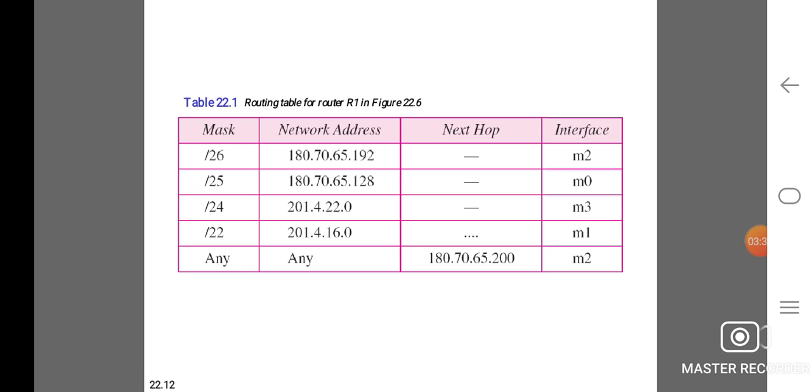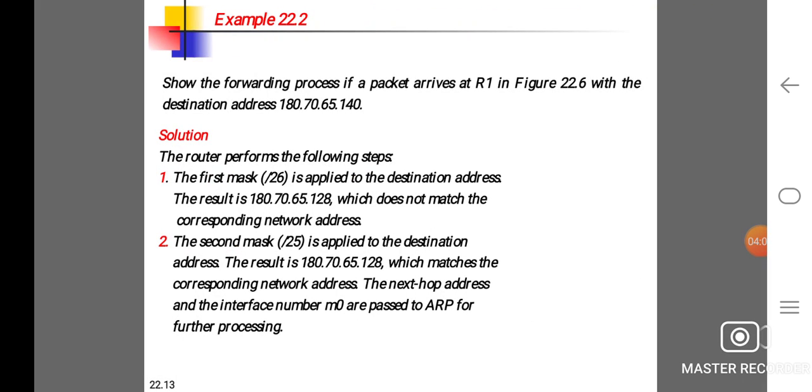For mask 26, the network address is 180.70.60.192. For mask 25, the network address we are using is 180.70.65.128. For mask 24, 201.4.22.0. For mask 22, 201.4.16.0. For mask 26, the interface we are using is M2. For mask 25, the interface we are using is M0. For 24, interface M3, for 22, M1, and any others use the M2 interface.